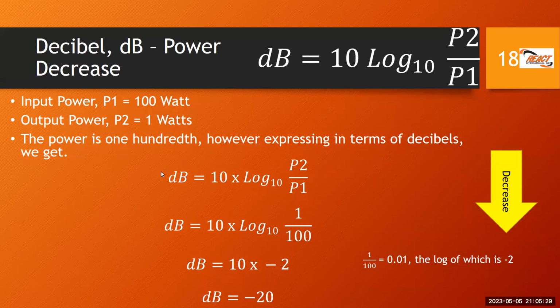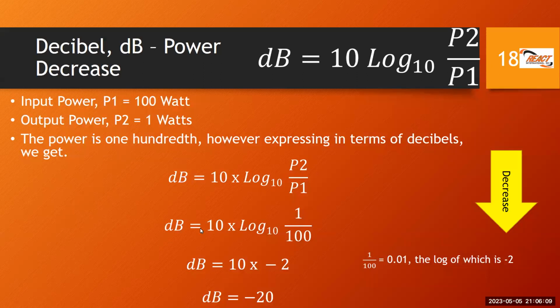So let's plug that into our trusty dB or decibel formula. Remember we said the formula for decibel is equal to 10 multiplied by the log of P2 over P1. We know what P2 and P1 are. P2 is 1 watt, so we put 1 in the numerator. And P1 is 100 watts. So we'll correct that for the next slide. It's 100 watts and 1 watt. So we end up with 1 over 100 here. We simply substitute P1 and P2 into the equation.